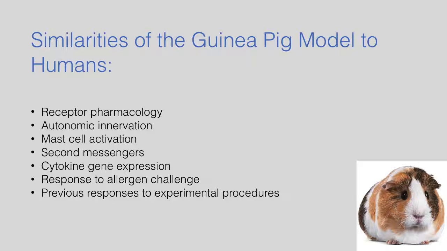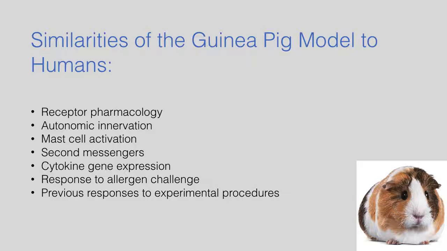Guinea pigs offer many advantages in preclinical studies relevant to asthma. The airway response to allergen challenge is very similar to that of the human airways and very different to that of the mouse. Receptor pharmacology in guinea pigs closely resembles that of the human airway, more than other animals.